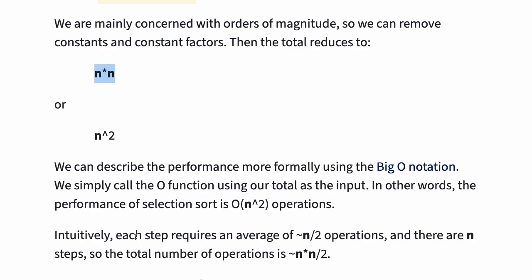We can describe the performance more formally using the big O notation. We simply call the O function using our total as input. In other words, the performance of selection sort is O of n squared operations. Intuitively, each step requires an average of around n divided by 2 operations, and there are n steps, so the total number of operations is around n times n divided by 2.